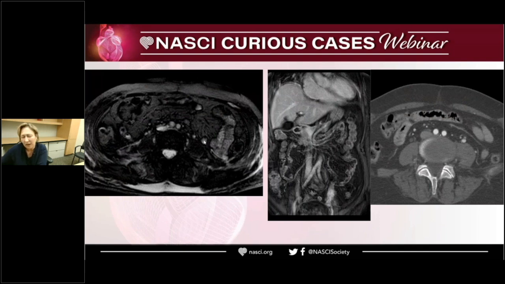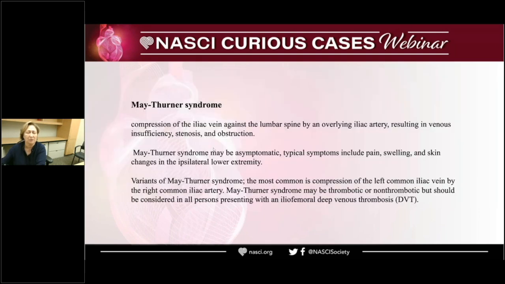But this patient also had engorged and large caliber left uterine vein and multiple engorged veins in the left pelvis as well. So I ended up suggesting that, well, that could be because of that, or it could be the pelvic congestion syndrome as well. May-Thurner could be asymptomatic, or the patient can have pain, swelling, skin changes in the ipsilateral lower extremity, etc.